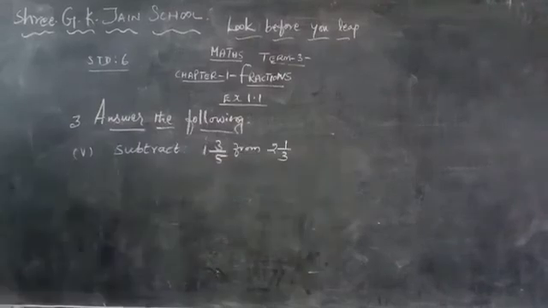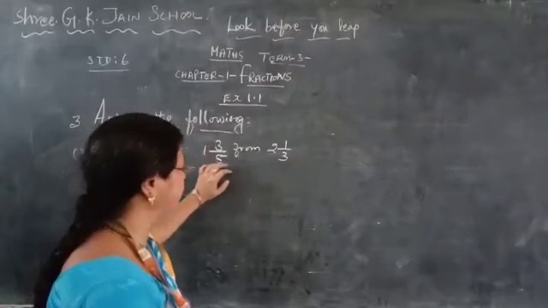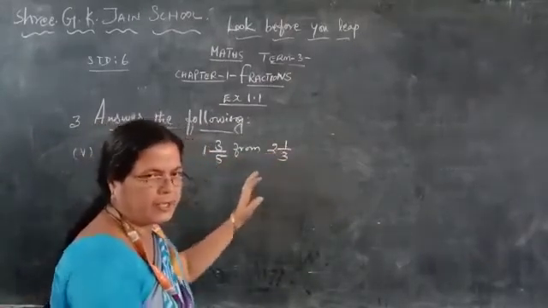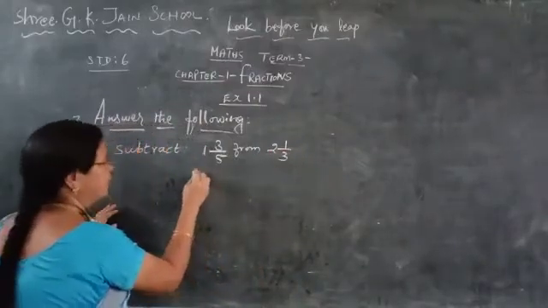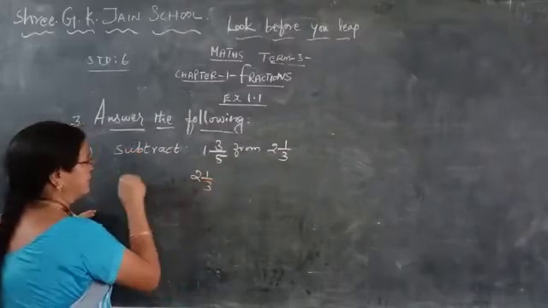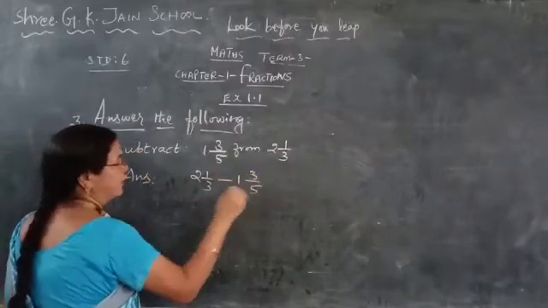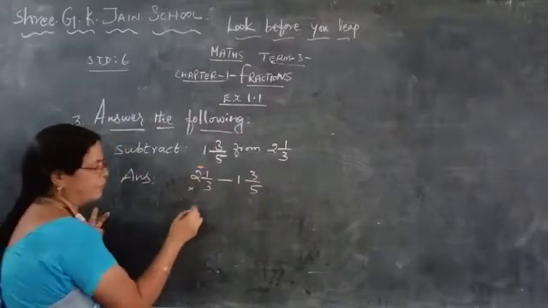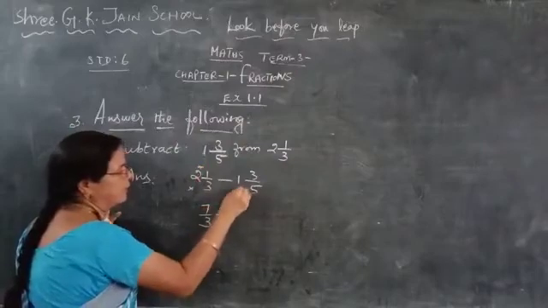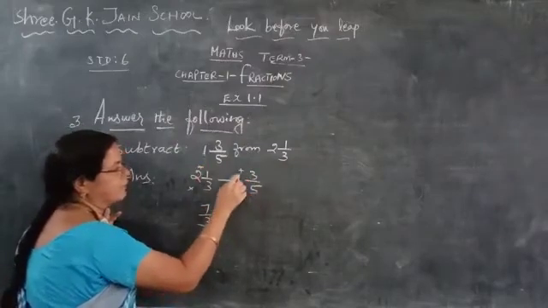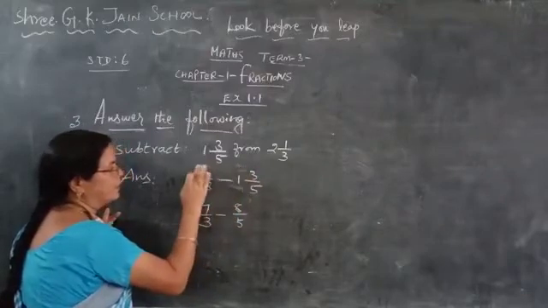Okay. So in this sum, subtract 1 3 by 5 from 2 1 by 3. From which number it is coming, we will take that first. Now see here, 2 1 by 3 minus 1 3 by 5. And now change into improper fractions. 2 threes are 6, 6 plus 1 is 7, so 7 by 3 you are getting. And here 1 five is 5, 5 plus 3 how much? 8, 8 by 5.